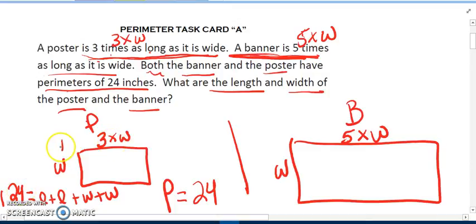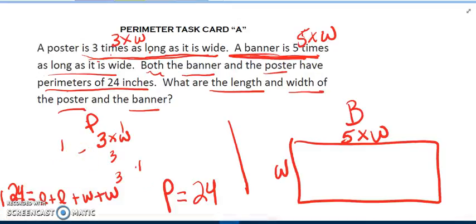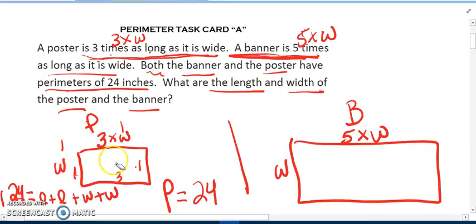So I'm going to start with 1. If I had a width of 1, then I would put a 1 at the W here. So this side would be 1, this side would be 3, this side would be 3, this side would be 1. If I tried to add those up, that's 6, 7, 8. That is definitely not 24. So I'm going to go a little bit higher.